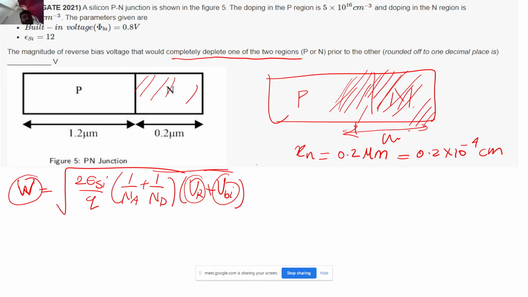Now how can I find the value of Xp corresponding to this value of Xn? If I know the Xn, then obviously there is going to be some depletion width that will be present on P side also. So can you please help me in calculating the value of Xp? How should I proceed? 1.2 minus 0.2. 1.2 minus, how did you get this?